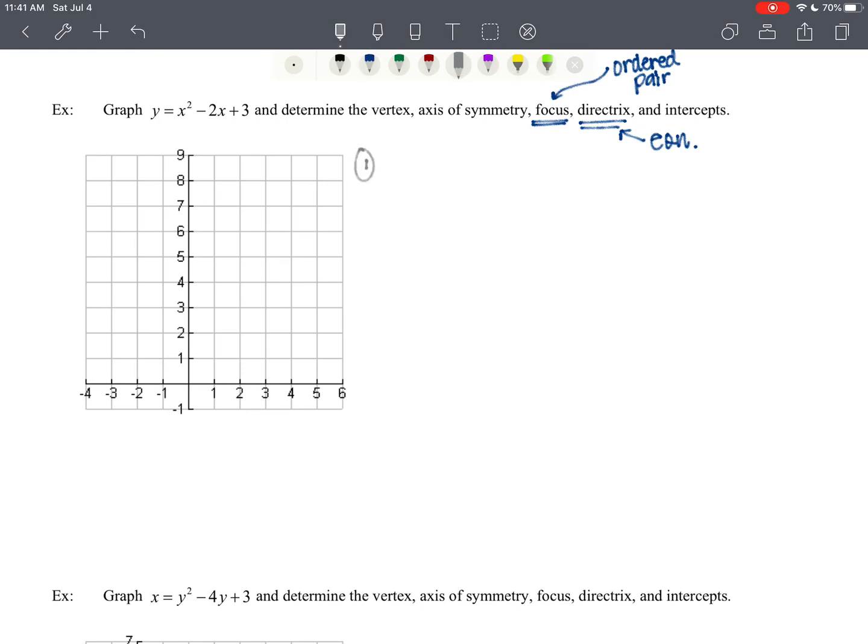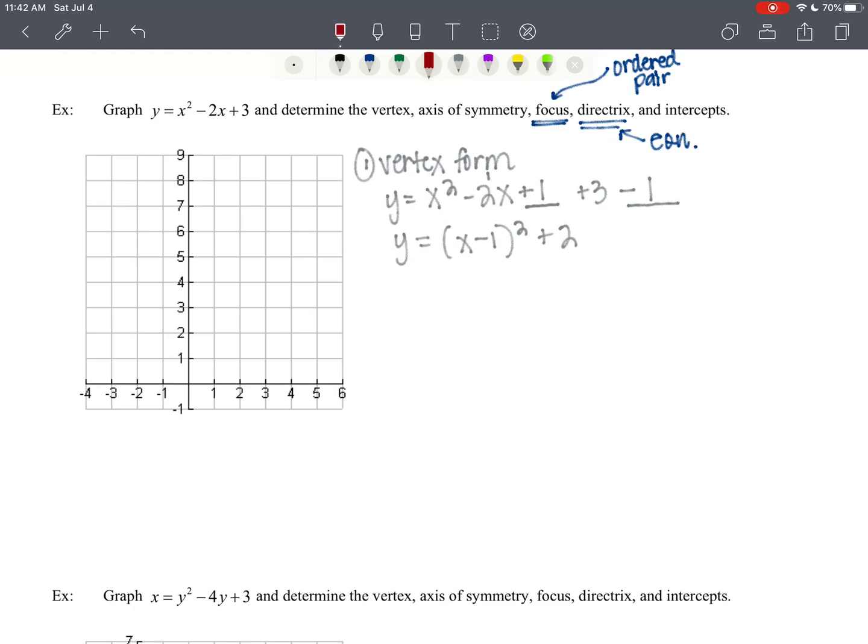Our first step is to put this into vertex form. So completing the square is going to be very helpful here. We've got y equals x squared minus 2x. I'm going to leave room to complete the square, plus 3, and then whatever I add to complete the square, I'm going to subtract. Half of 2 is 1. 1 squared is 1. So I added 1 to this equation. I need to subtract 1 from the equation. So we have y equals x minus 1 quantity squared plus 2.